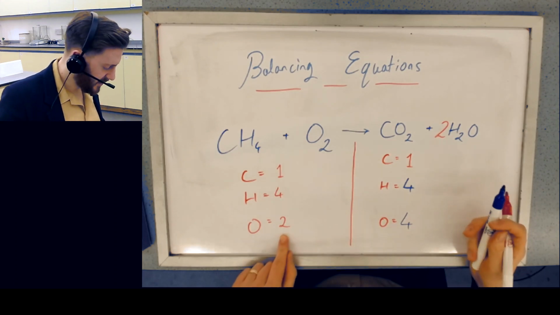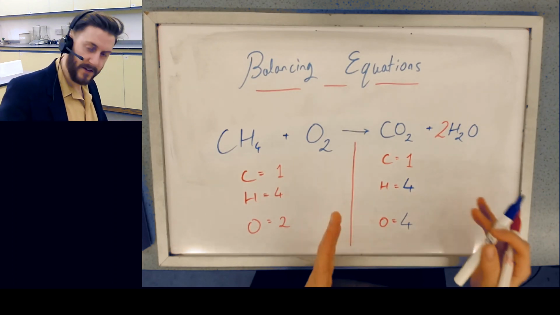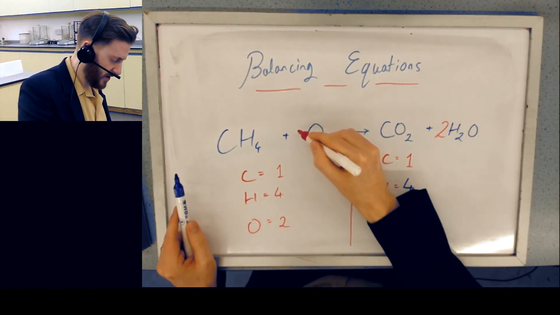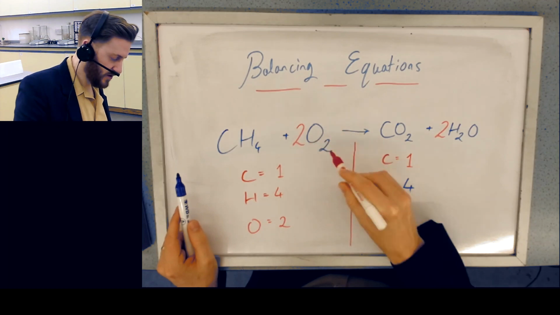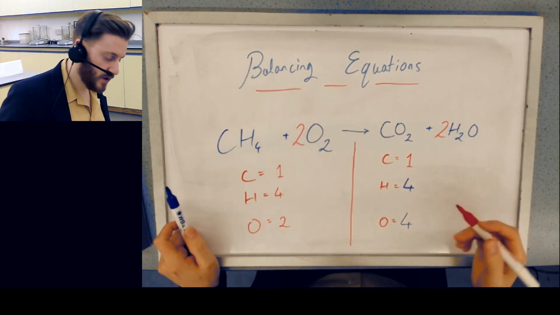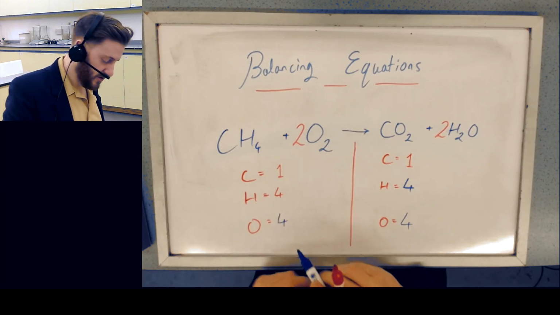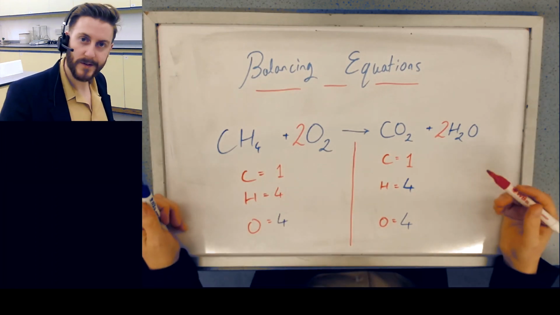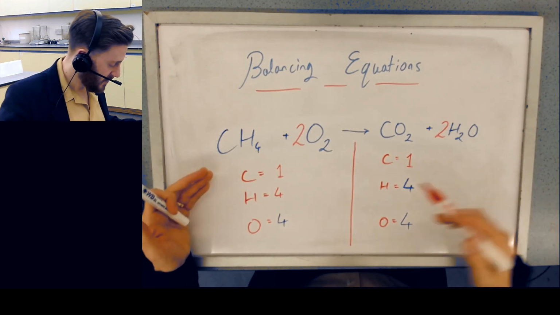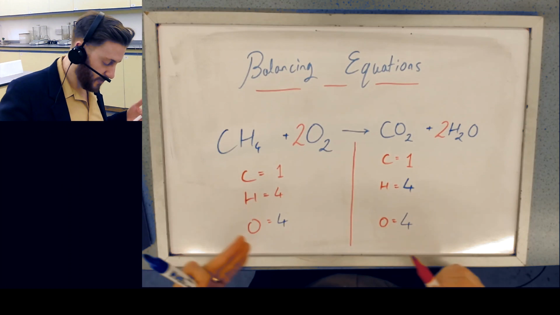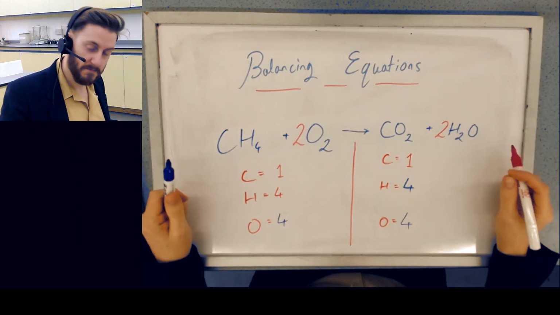So now I can change the recipe on this side to accommodate the fact that there's four coming out. I need four going in. So what I could do is put a big 2 in front of this O2. So then 2 times 2 gives me four oxygens. And there we go. We have a balanced equation. One carbon in, one carbon out, four hydrogens in, four out, four oxygens in, four out. I balanced my equation.